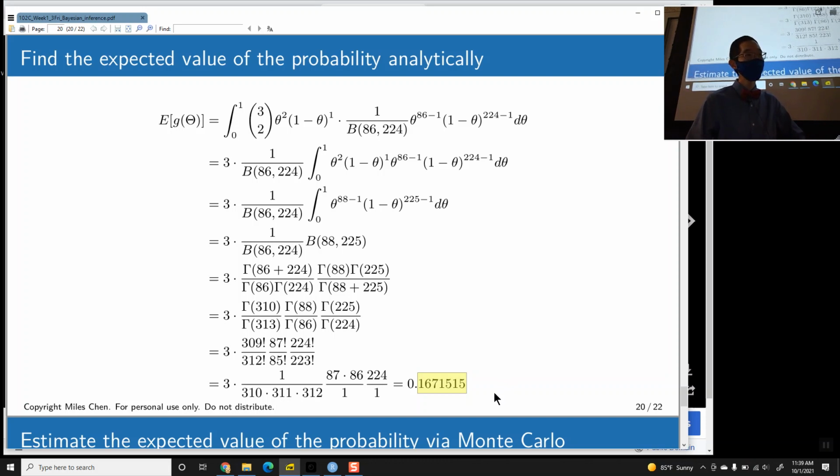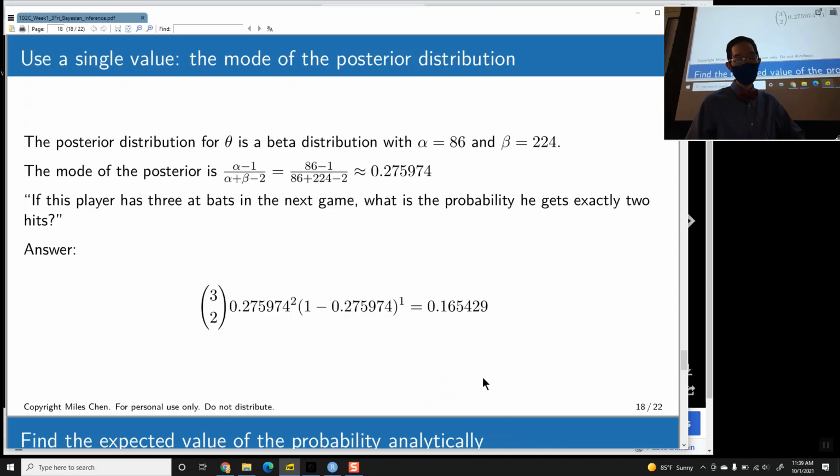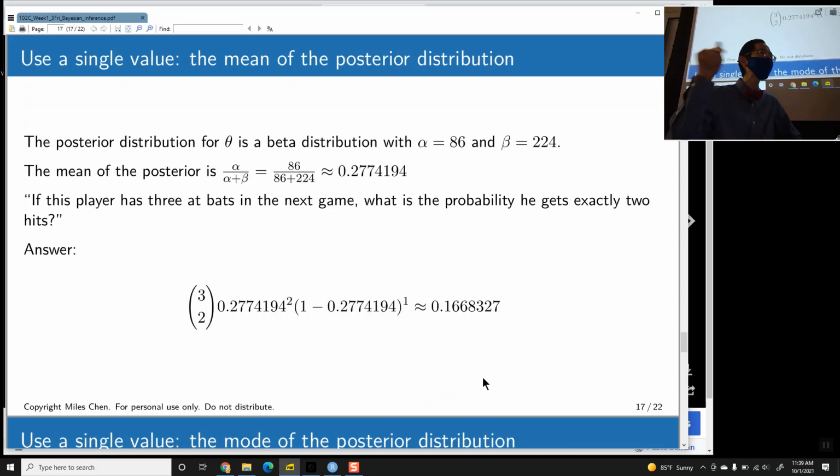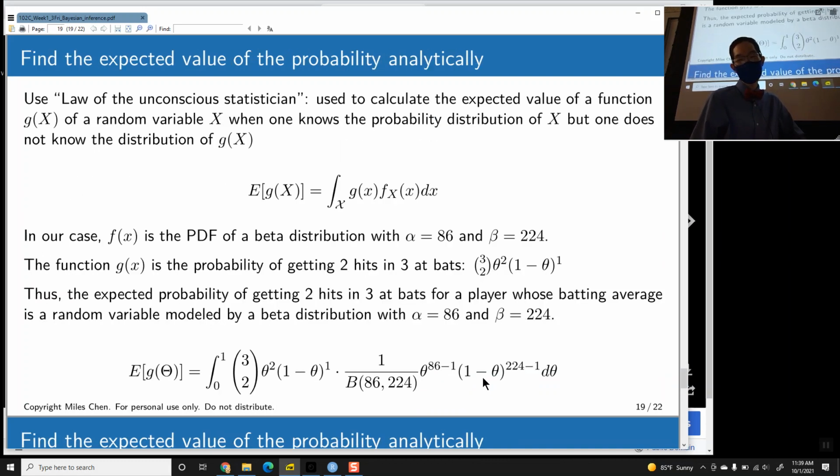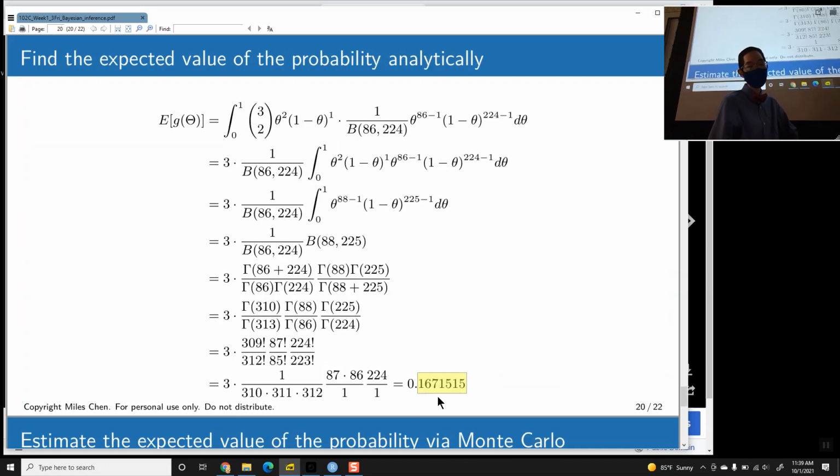0.16715, right? All to say, this was a lot of work to get a number that's similar to just plugging in one individual value. But we're getting something a little bit different, right? 0.16715. This one would probably be the most accurate as far as the expected value goes, okay?